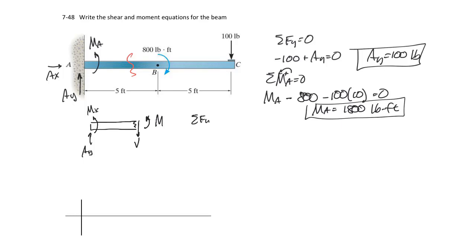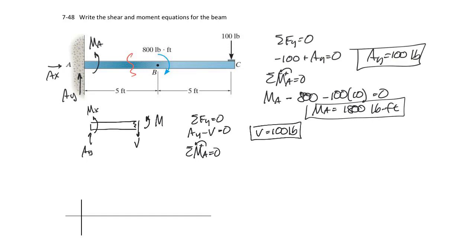So let's sum the forces in the Y is equal to 0 and see what we get. So I have AY minus shear is equal to 0. So shear here is equal to 100 pounds. Sum of the moments about A is equal to 0.